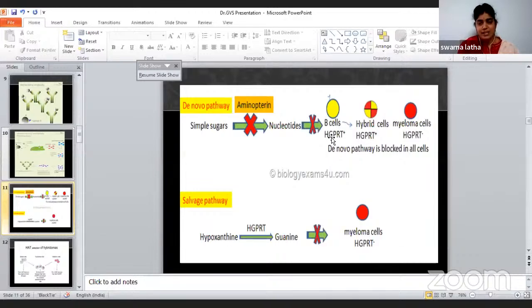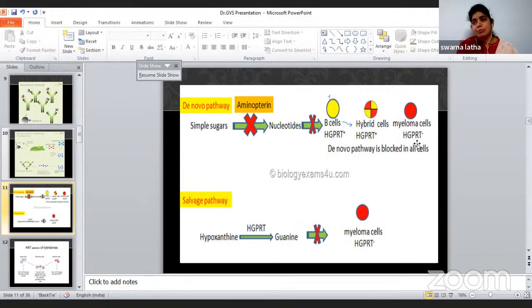Spleen cell means B cell, whereas the hybrid is of myeloma and B cell, and then the myeloma hybrid. Here, one more characteristic feature of a myeloma cell is that they are HGPRT negative. They don't have the HGPRT enzyme. So obviously in the myeloma cells, when the de novo synthesis is blocked, because they are HGPRT negative, they won't be able to survive because there will be no nucleic acid synthesis through the salvage pathway also.